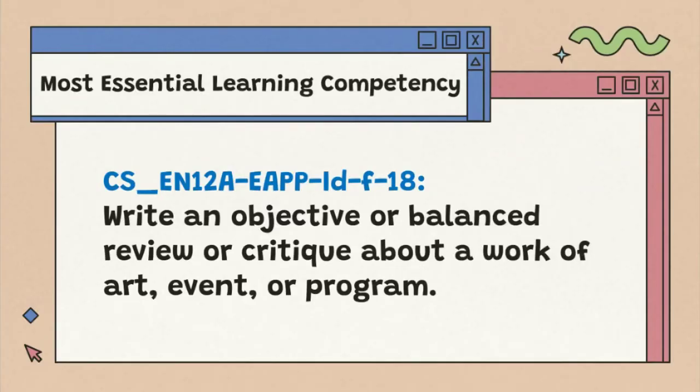But before we have a further discussion of the lesson, you should be able to write an objective or balanced review or critic about a particular work after the end of this lesson. Are you ready? Let's go!